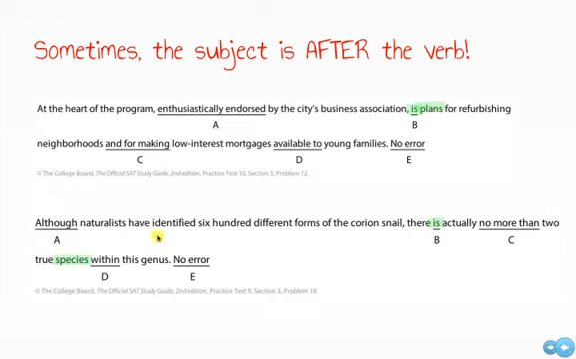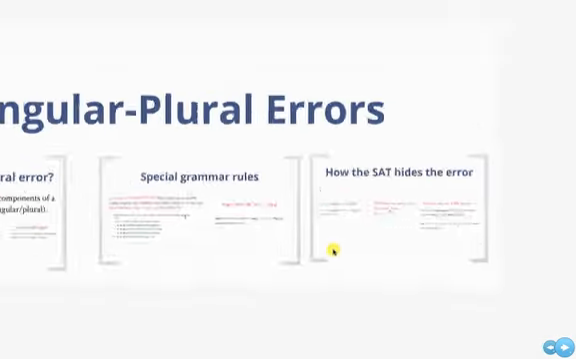Here's a trickier example. "Although naturalists have identified 600 different forms of Korean snail, there is actually no more than 2 true species within this genus." Okay, well, this is really tricky, right? Because you think that the "is" corresponds with the snail, or the forms, or naturalists? No, there is. So with "there is," the subject of "is" is usually afterwards. So in this case, "is" corresponds to "species." And "species" is plural, "is" is singular, therefore that's an error too.